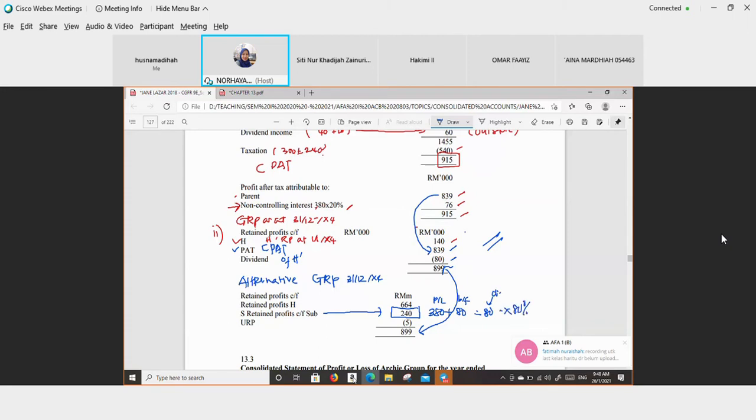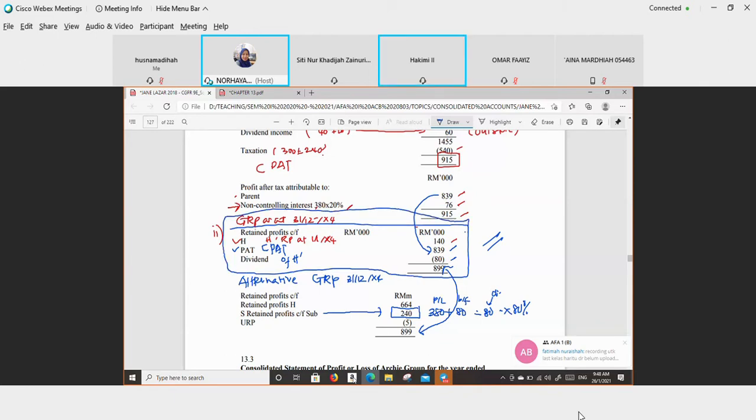Macam tu lah. Tapi ini you boleh tengok macam ni. You ambil cara ni pun okay je. You ambil satu cara je. Ini lah kalau you nak double check lah. Kalau you have time, you can double check lah sebenarnya.